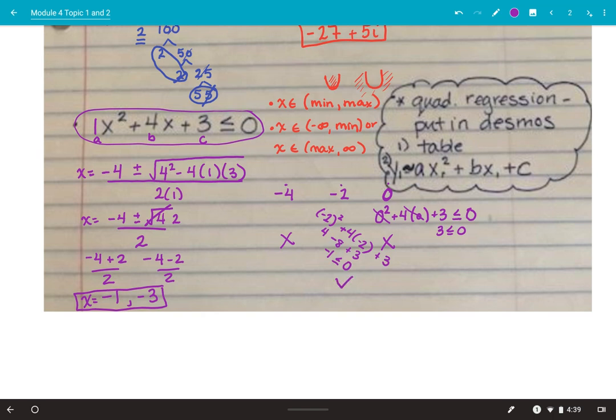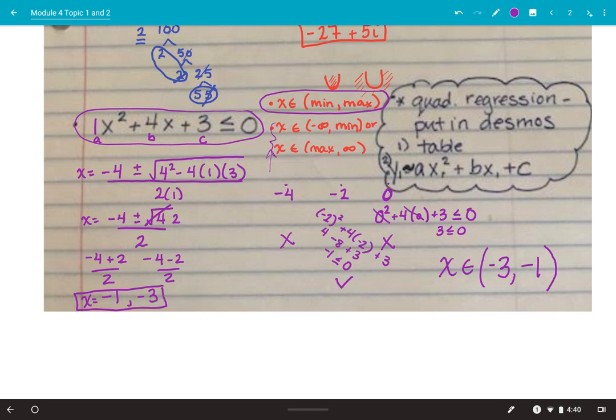So if the middle one works, you're going to do this top one. You're going to say X contains your smallest one to your largest X's, and that's it. If the outside one worked, you would do these two.